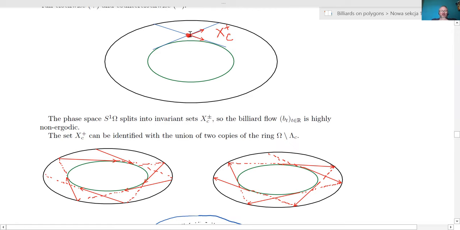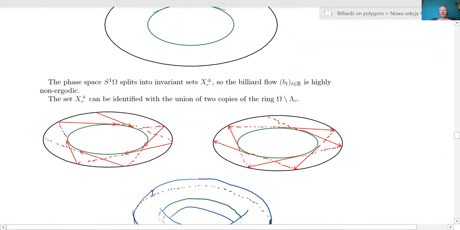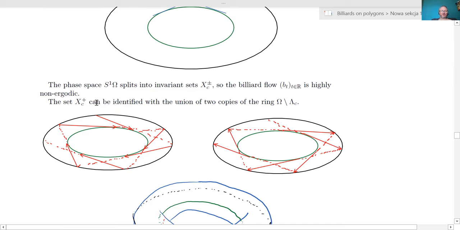As we have observed already, there are two vectors with the foot point at any point in this ring between ellipses, and it follows that in fact this set can be identified with the union of two copies of such rings. In this copy, we collect all vectors which look outwards, and here we collect all vectors which look inwards the ellipse. So formally, this set is the union of two copies of rings.